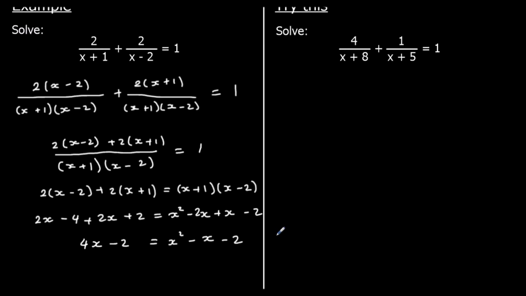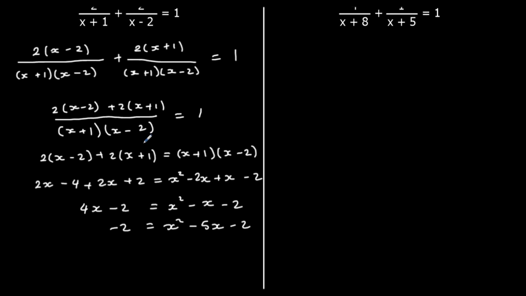I'm solving a quadratic. It's an x squared equation. So I want to make it equal to 0. So if I take 4x away from both sides, I'll have negative 2 equals x squared minus 5x minus 2. And then plus 2 to both sides, which is going to give me x squared minus 5x is equal to 0.